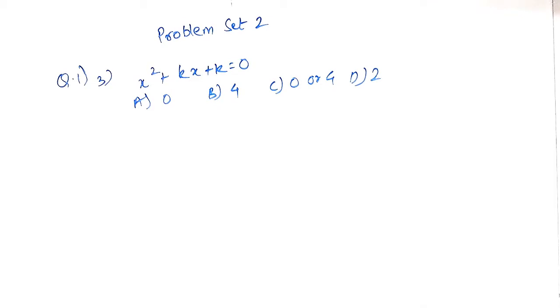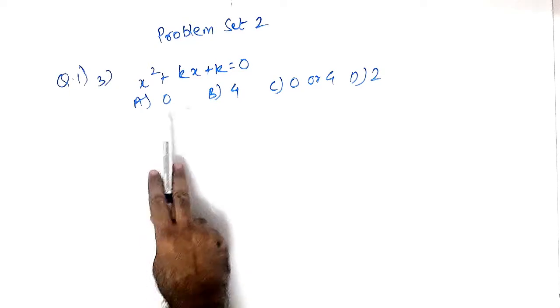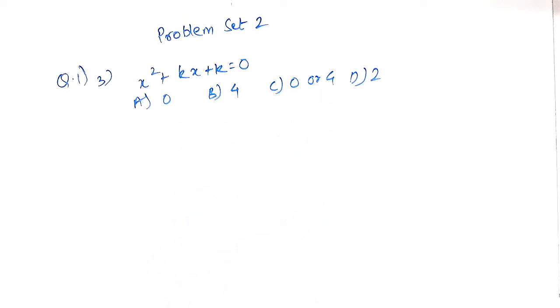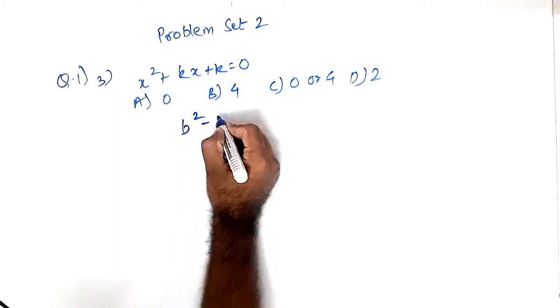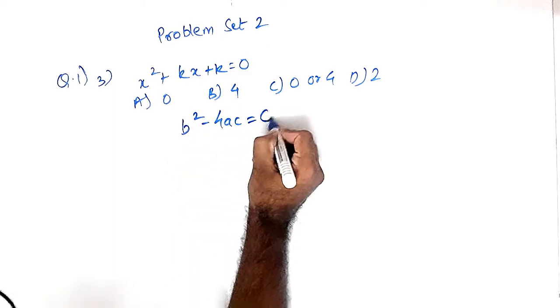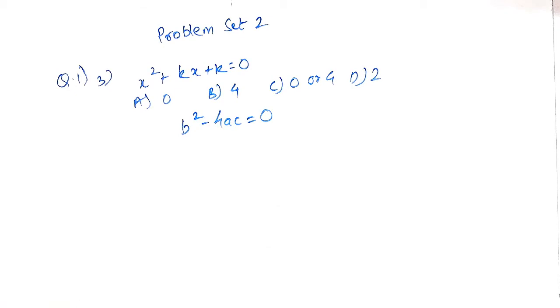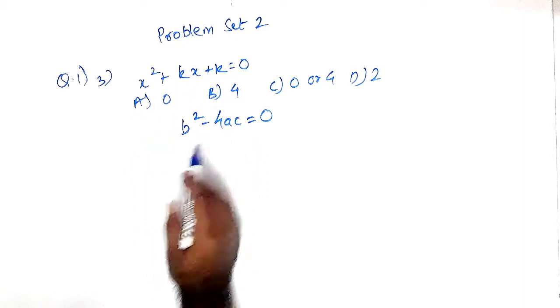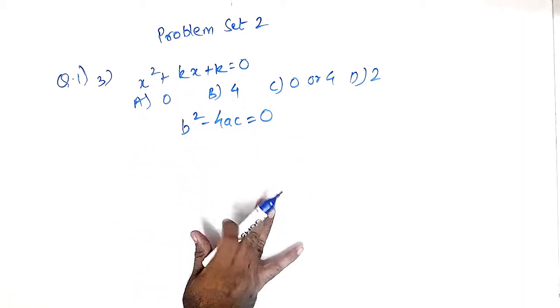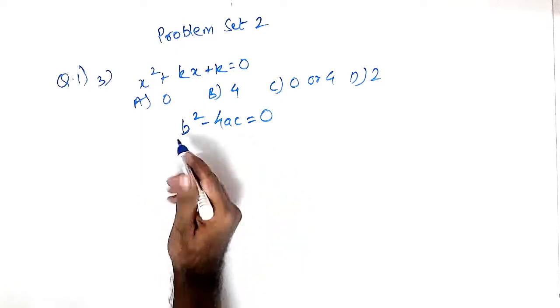So question 3 says that what is the value of k, here 4 options are given, if the roots are real and equal. Roots are real and equal simply means that the discriminant is equal to 0. Okay, so here I'll first write what is a, b, c. This all comes in your rough work. When you are asked MCQ, this you have to do in rough work.